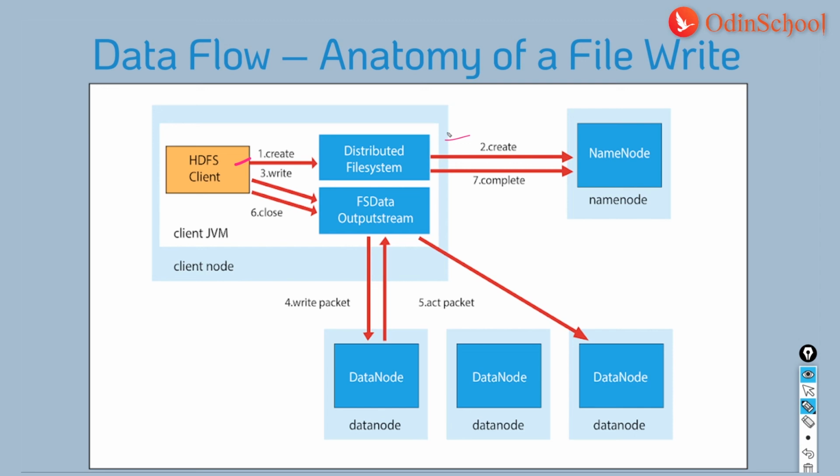Then the write method is there, and here you can see fs data output stream. Over there you were able to see fs data input stream. After that, writing down in a packet, we will see some queues: the write packet queue and the acknowledgement packet queue, and the data would be written to various data nodes according to the free space, and then close and then complete. So let us see all these steps in detail.